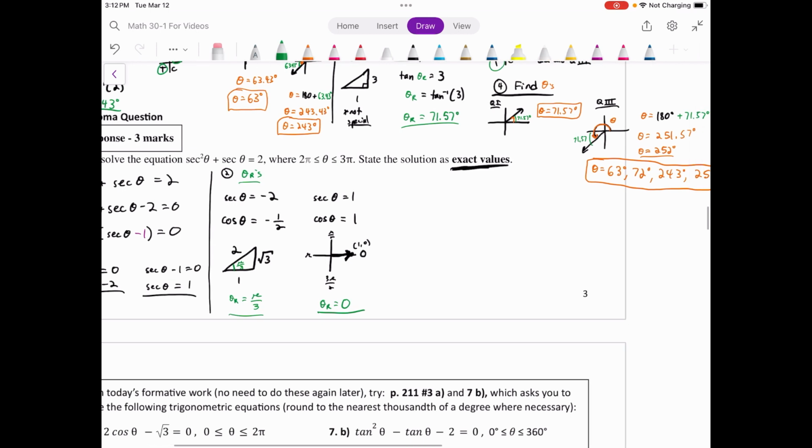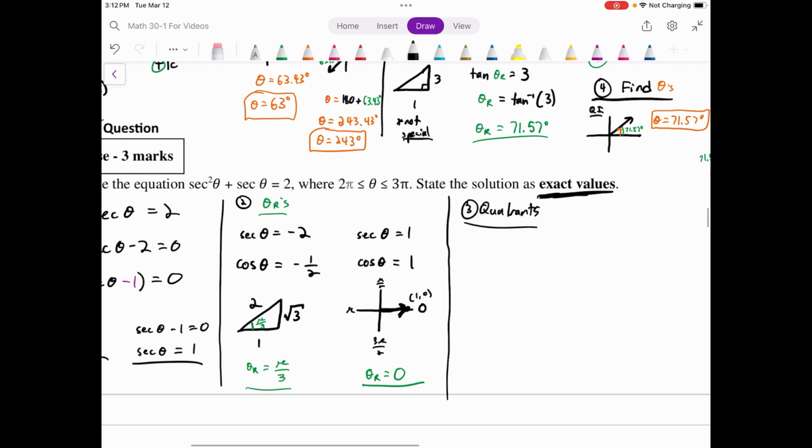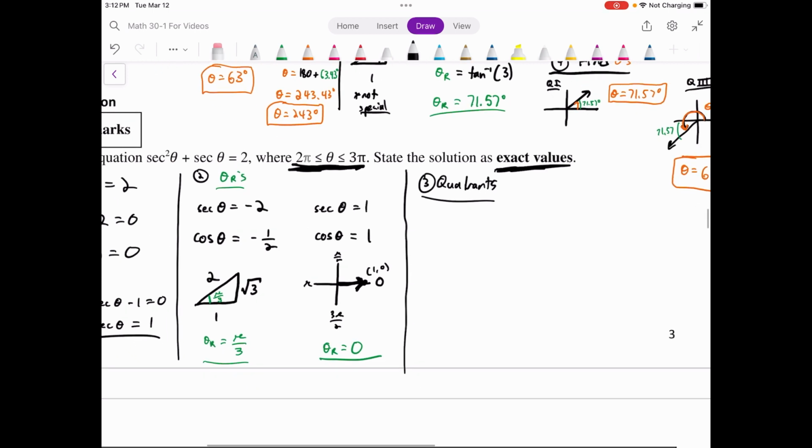Okay, now it's time to talk about our quadrants, or to think about our quadrants. However, there's something there that I maybe should have pointed out at the very beginning, okay? But now we're at the stage where we'll have to think about it, okay? 2 pi is less than or equal to theta, which is less than or equal to 3 pi, okay? So be careful. It's not always just going to be from 0 to 2 pi, right? Here, our domain is limited. Let's think about that. We know that 2 pi is less than or equal to theta, which is less than or equal to 3 pi.